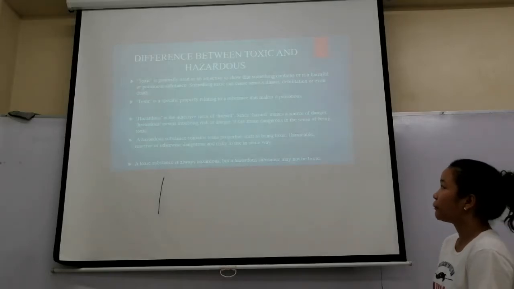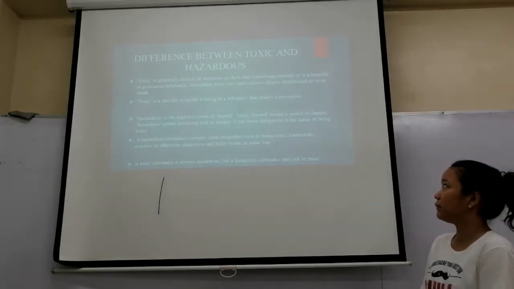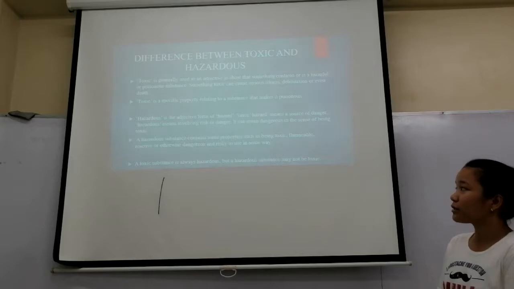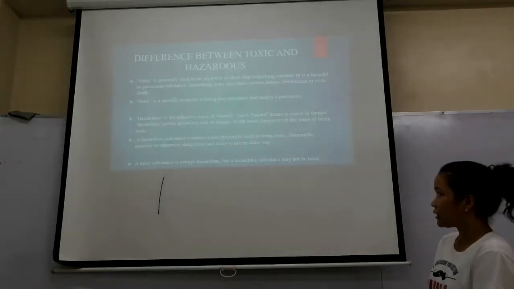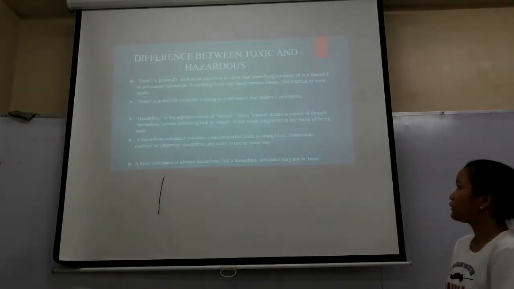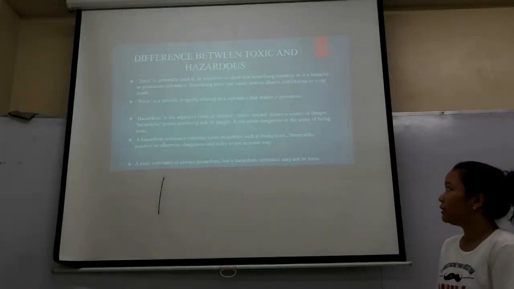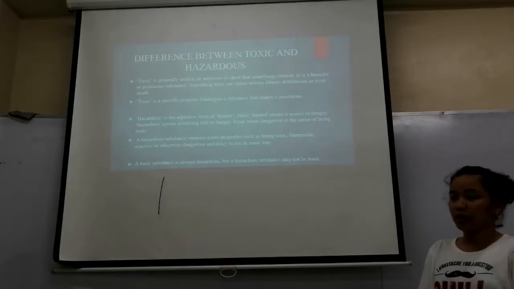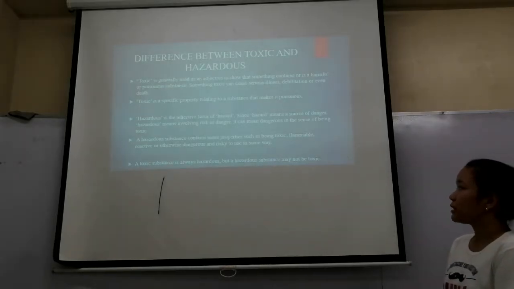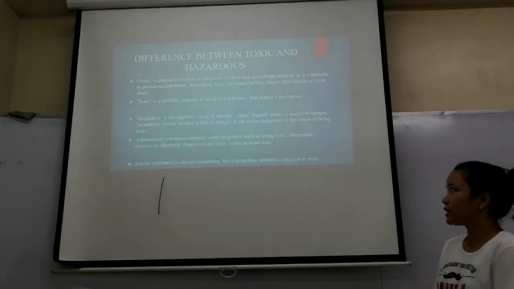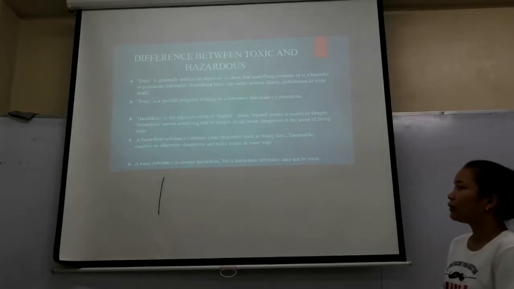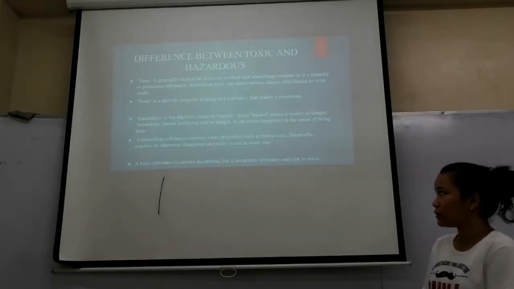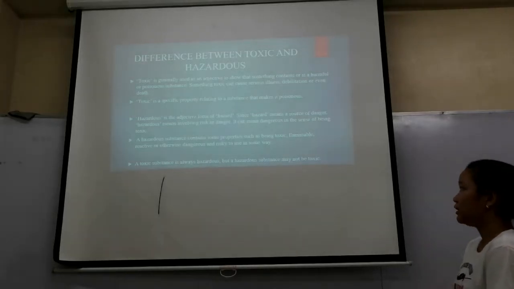Toxic is a specific property relating to a substance that makes it poisonous, while hazardous is the adjective form of hazard. Since hazard means a source of danger, hazardous means involving risk or danger. It can mean dangerous in the sense of being toxic. A hazardous substance contains some properties such as being toxic, flammable, reactive, or otherwise dangerous and risky to use in some way. A toxic substance is always hazardous, but a hazardous substance may not be toxic.